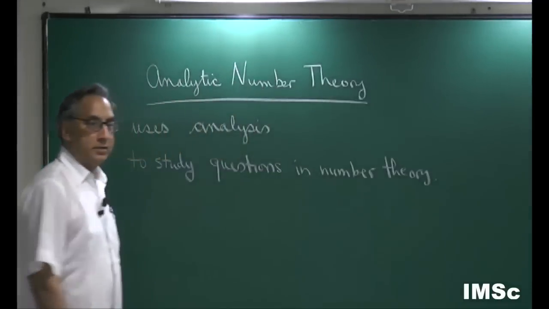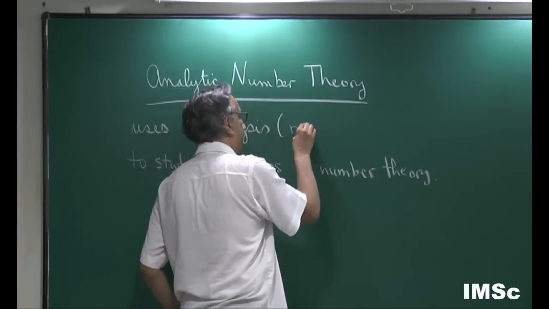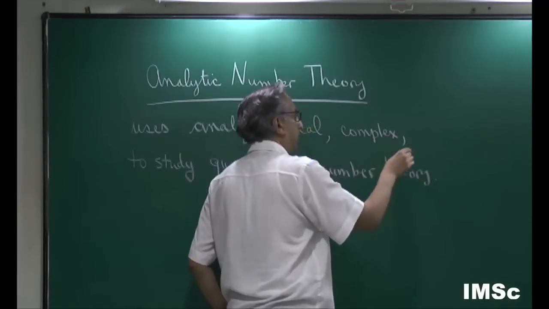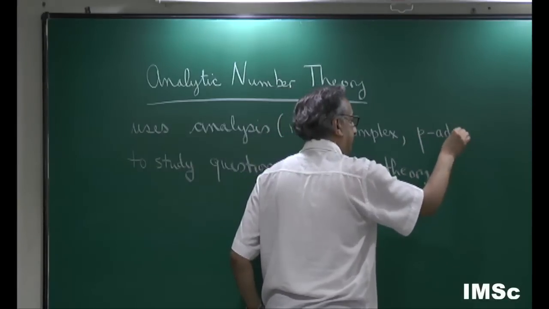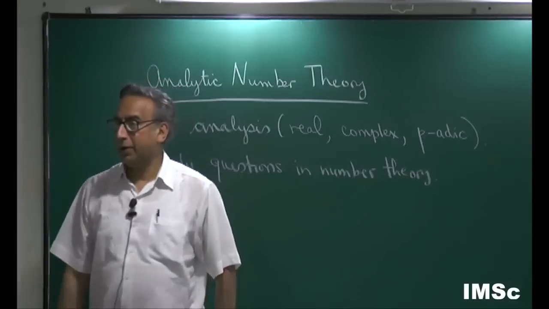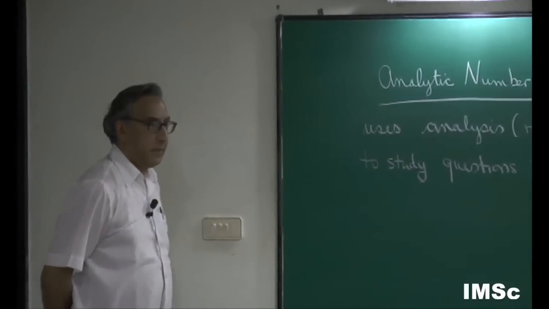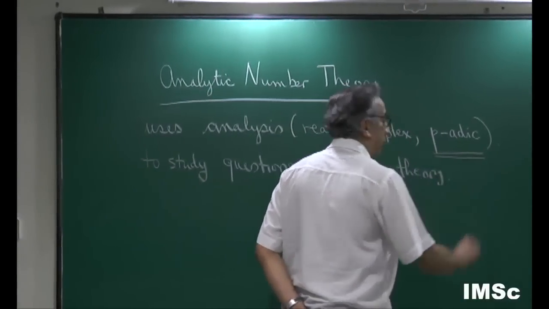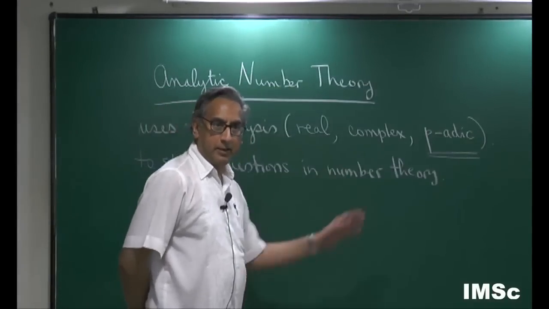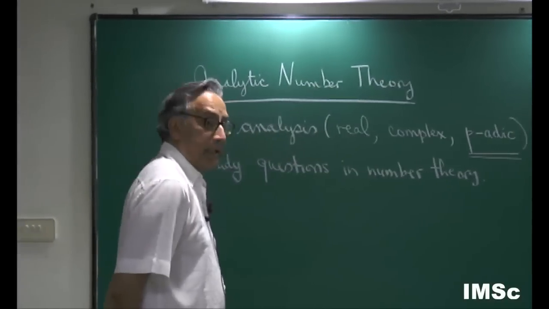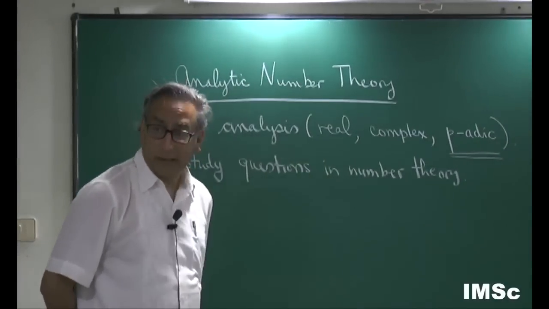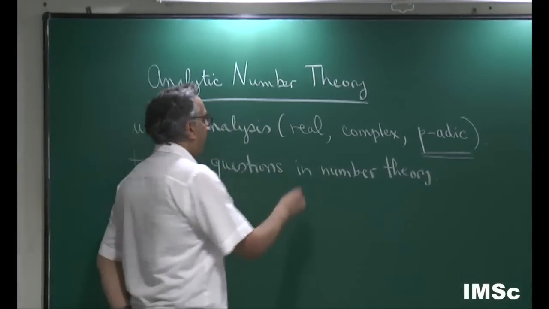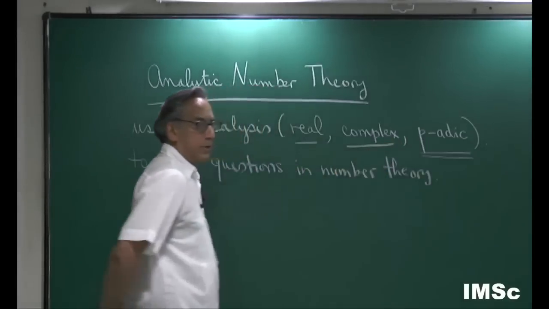Now, what kind of analysis? It can be real analysis. It can be complex analysis. Or it could be p-adic analysis. So it could be any one of these types of analysis. p-adic is a recent entry into the methodology in analytic number theory, and I have a book on p-adic analytic number theory, but if you're interested in studying that, you can do that independently of both these things. But in this kind of informal talk, we will focus only on real and later on perhaps complex analysis.